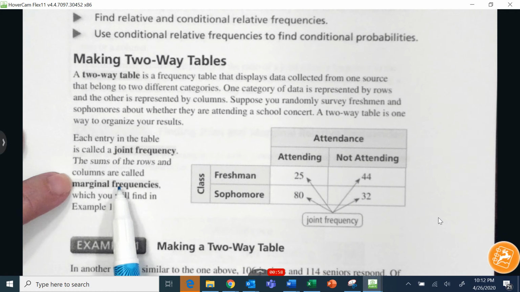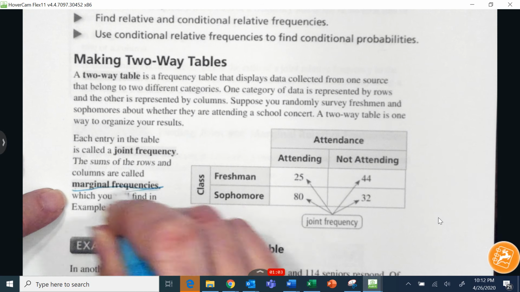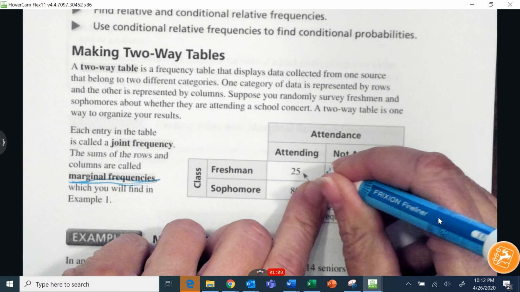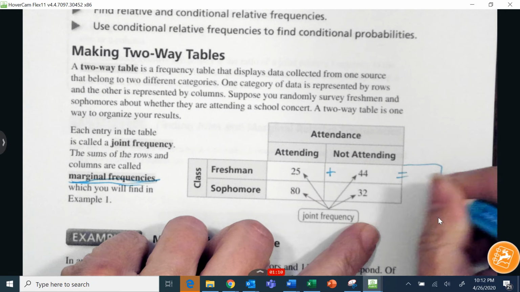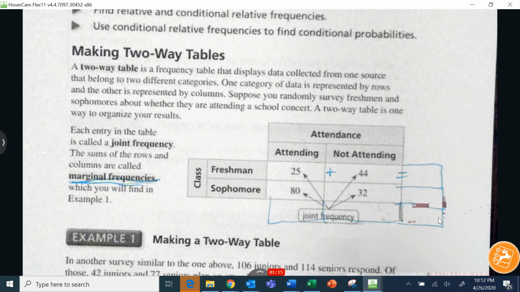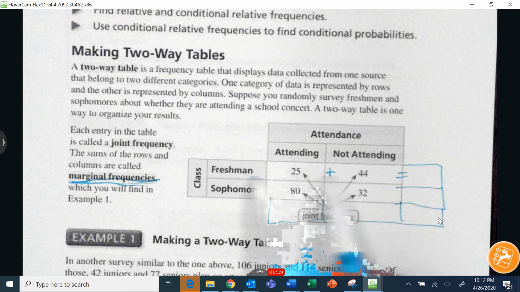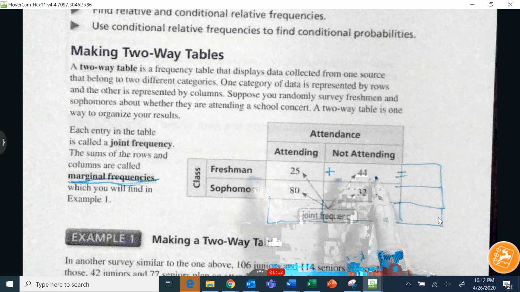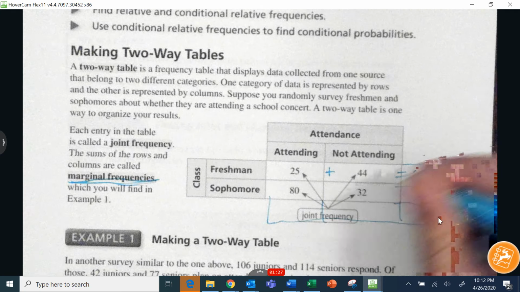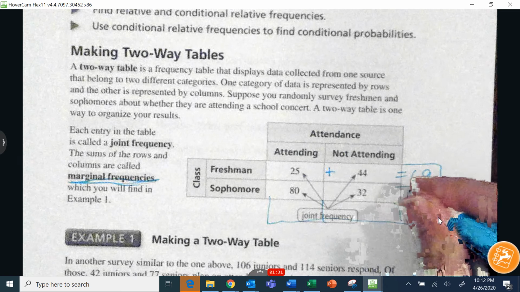And then the sum of the rows and the columns are called marginal frequencies. So for the marginal frequencies, you would have to add together 25 plus 44, and that's going to add an extra column, which we're going to do just on this next example from scratch. But you're just going to add 25 and 44 together to find out how many total freshmen responded to the survey in the first place. So we've got 69, and then we add the sophomores, 80 and 32, and we get 112.